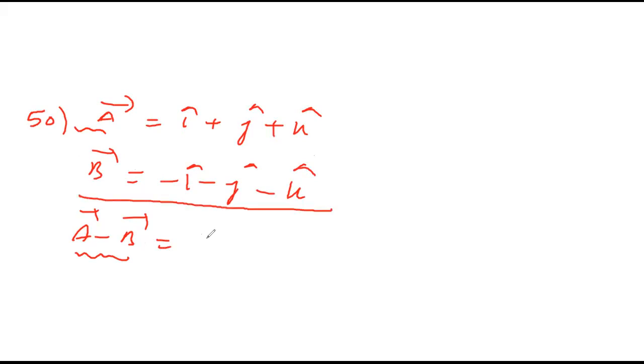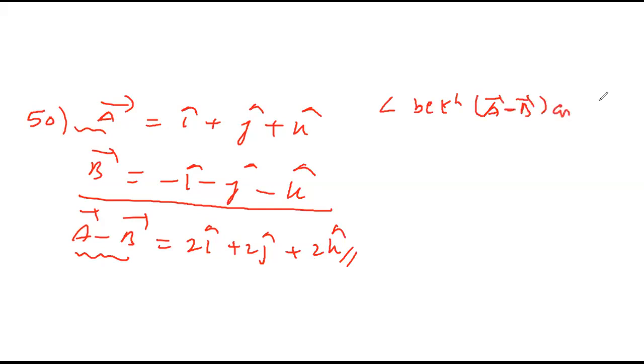I minus of minus is 2i, j minus minus is plus 2j, and again minus minus is plus 2k. A bar minus B bar is simple algebraic addition and subtraction, no doubt at all. Correct? Yes, sir. All sums on the angle between A bar minus B bar and A bar, you have to practice again at home.